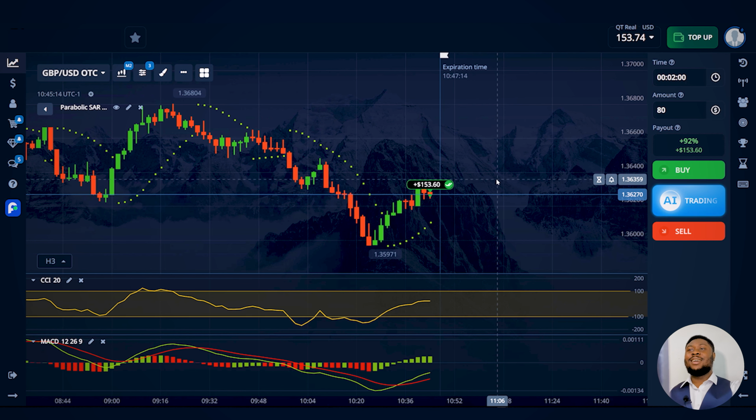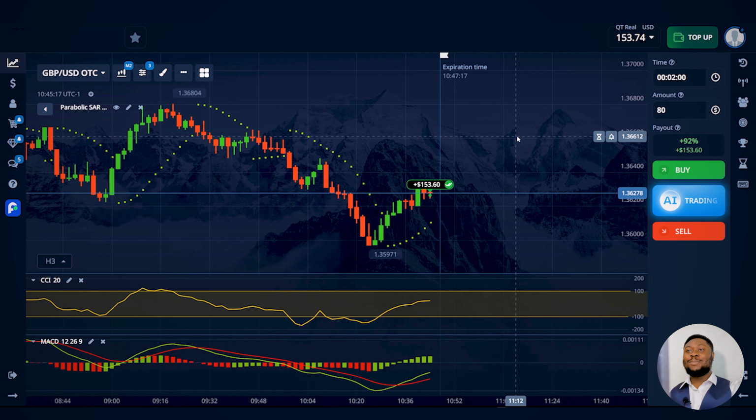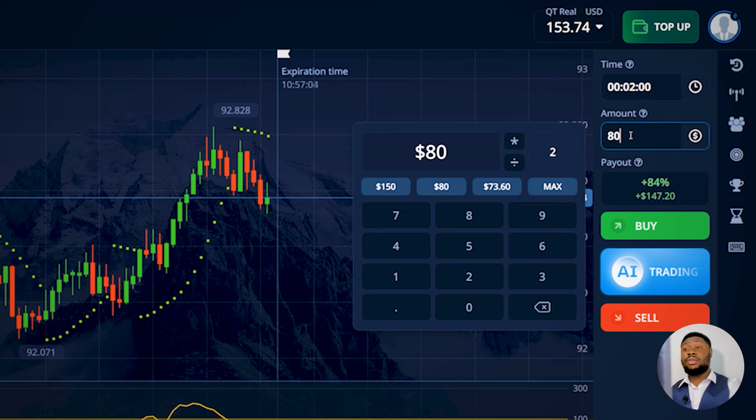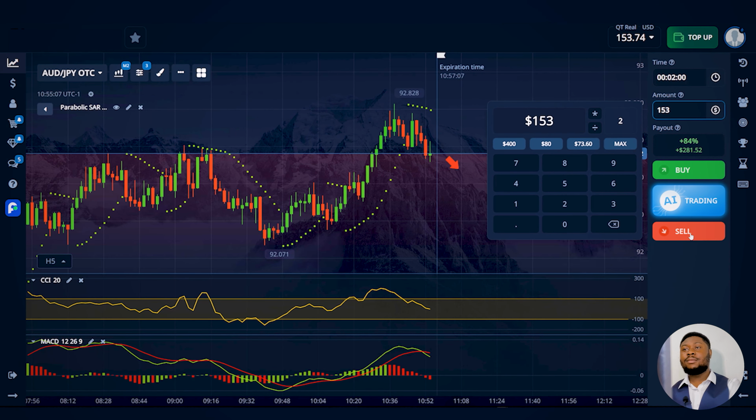Super! The first profitable trade. My capital now stands at $153. There are a few more trades ahead. I won't waste any time. Interesting chart. I think it's possible to make profit in this situation. I'm increasing the trade amount to $153. This time I'll open a trade on the price decrease.